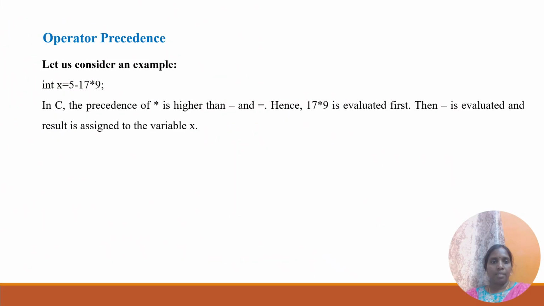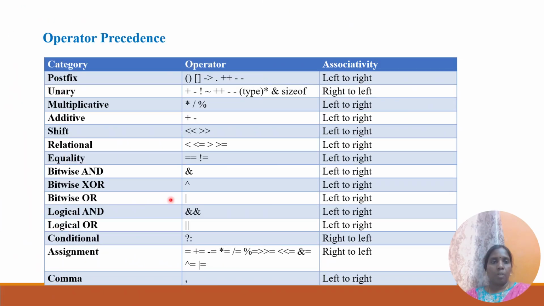Operator precedence is which operator has to be given the highest priority. In this, the precedence is given first to asterisk, which is higher than minus and then equal to. So 17 * 9 is evaluated and then followed by minus. These are the operator precedence: postfix, unary operator, multiplicative operator is given the next priority, then additive, shift, then relational, equality, bitwise and, bitwise XOR, bitwise or, logical and, logical or, conditional, assignment and comma.